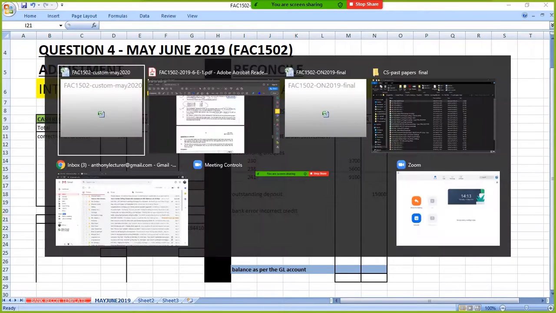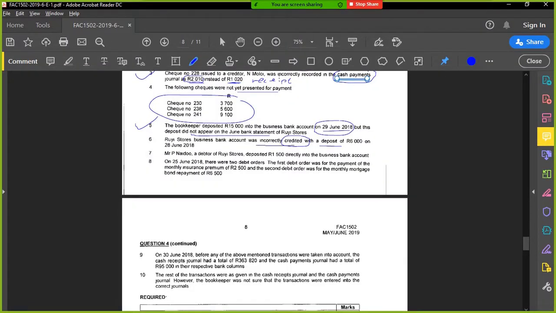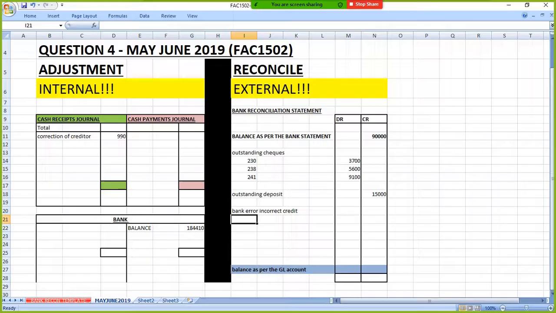Okay, it's a bank error, it's an incorrect credit. They incorrectly credit your account. So when they correct it, they're going to debit your account with 6,000.